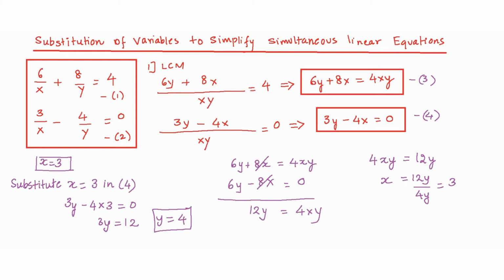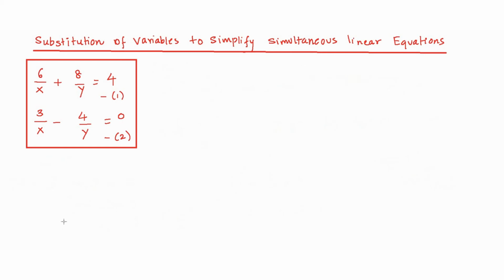Okay, let us now continue with the second idea. So the second method would be just to eliminate or rather try to eliminate 1 by x or 1 by y. So what I mean by that is, see, I have minus 4 by y in the second equation and plus 8 by y in the first equation. So let me write the first equation as it is. It is 6 upon x plus 8 upon y is equal to 4. And let me multiply the second equation by 2.